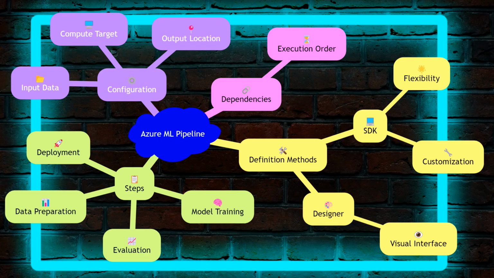In Azure ML, each step in a pipeline is defined using the SDK or the designer interface. The SDK allows for more flexibility and customization, while the designer provides a visual interface for building pipelines. Steps can include data preparation, model training, evaluation, and deployment. Each step is configured with the necessary parameters, such as input data, compute target, and output location. Dependencies between steps are also defined to ensure proper execution order.